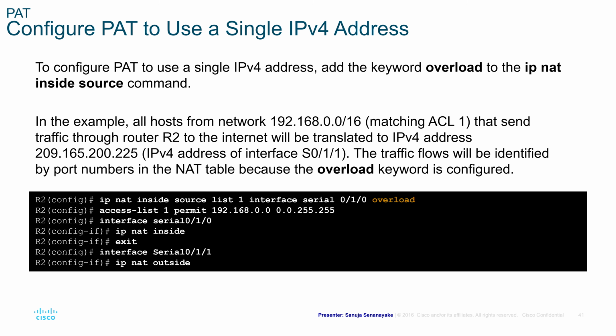So this is why you can simply add the overload keyword to the IP NAT inside source command in order to create your NAT PAT.